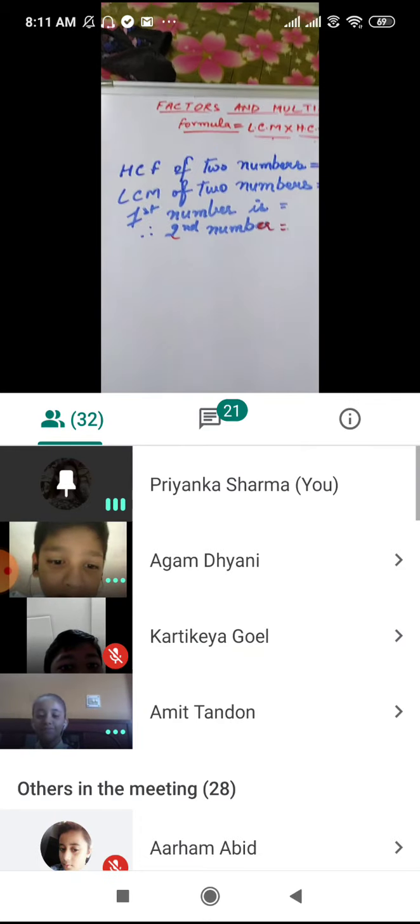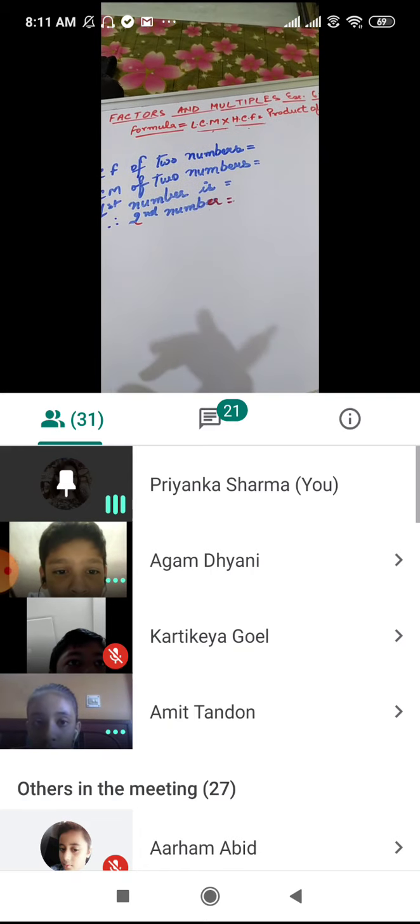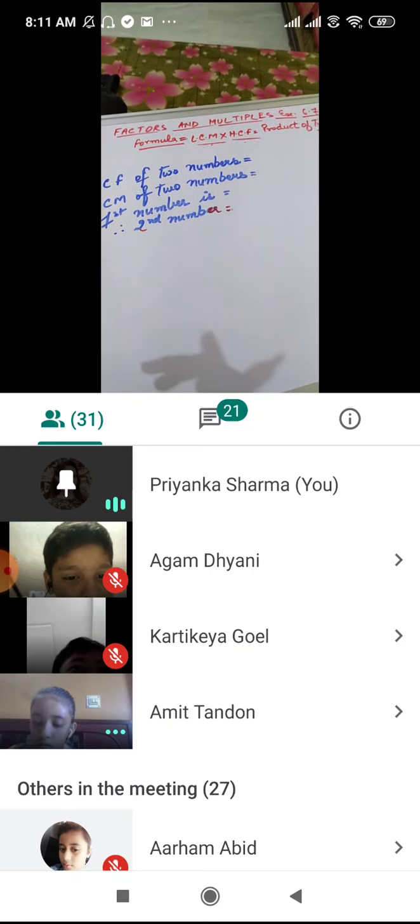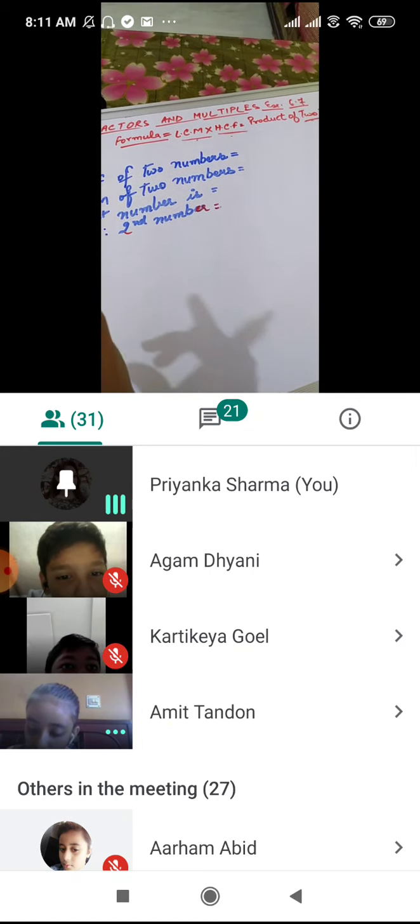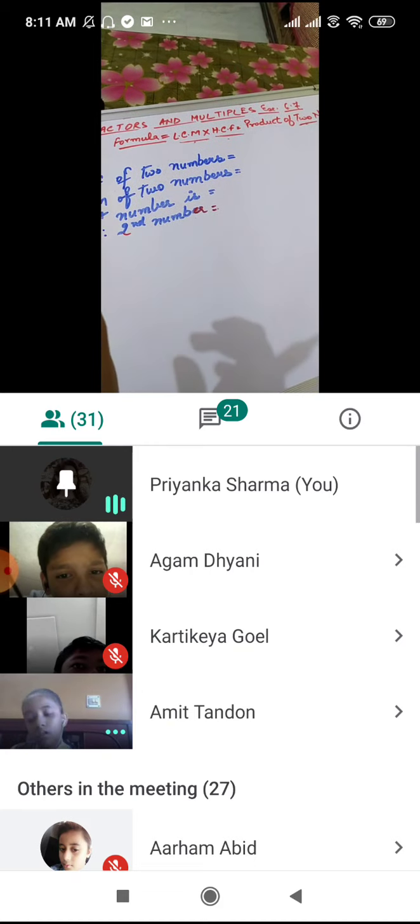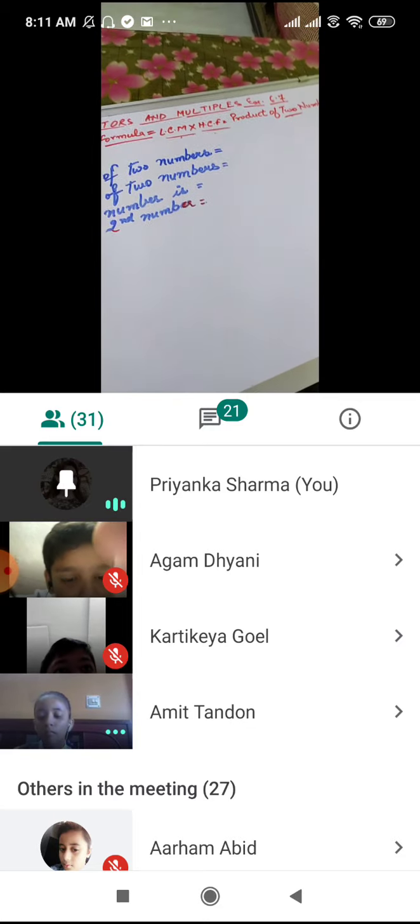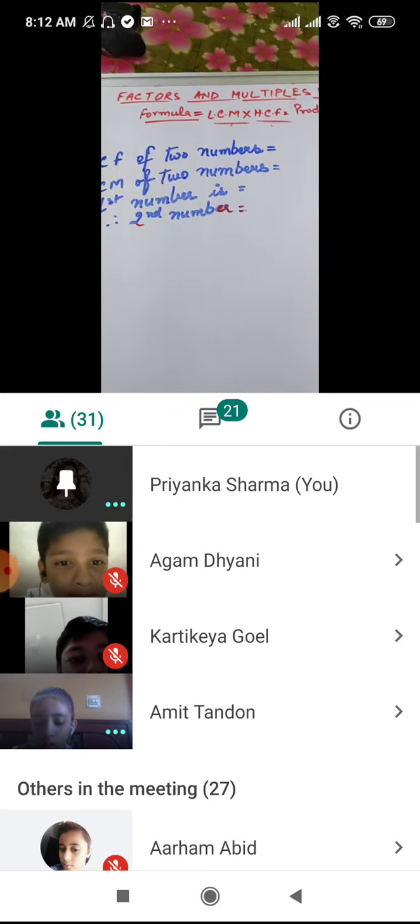Chalo. So first, we are going to read the question. The LCM of two numbers is 2079. Now this is a bigger number. Pay attention. The LCM of two numbers is 2079 and their HCF is 27. If one number is 189, find the other number. First step. What is the first step, children?